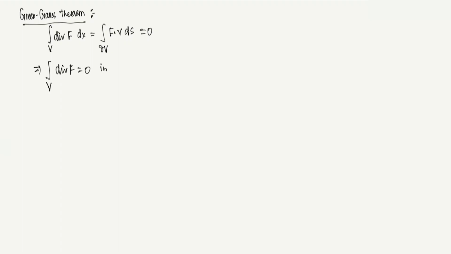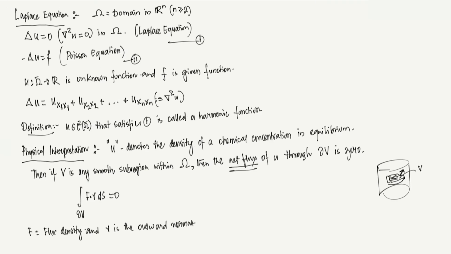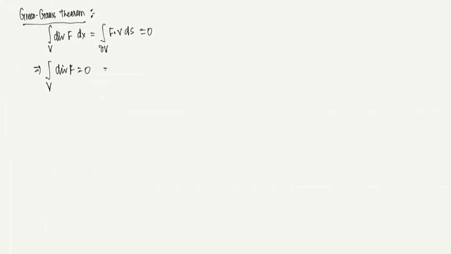What I'm saying is that the divergence of f is basically some function, and that function, if you integrate it over any region v, there is nothing special about v, it is any smooth subregion within omega. So essentially the divergence of f has to be 0 in omega. Because otherwise, if it is not 0, it has to be positive or negative, and in that case you can find a neighborhood where there will be a contradiction. So in the whole domain omega, the divergence is going to be 0.